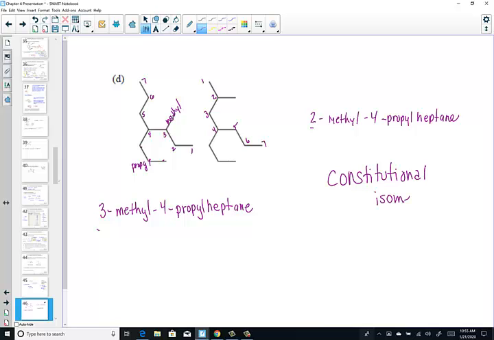They share the same molecular formula, and yet they connect their atoms in a different order.